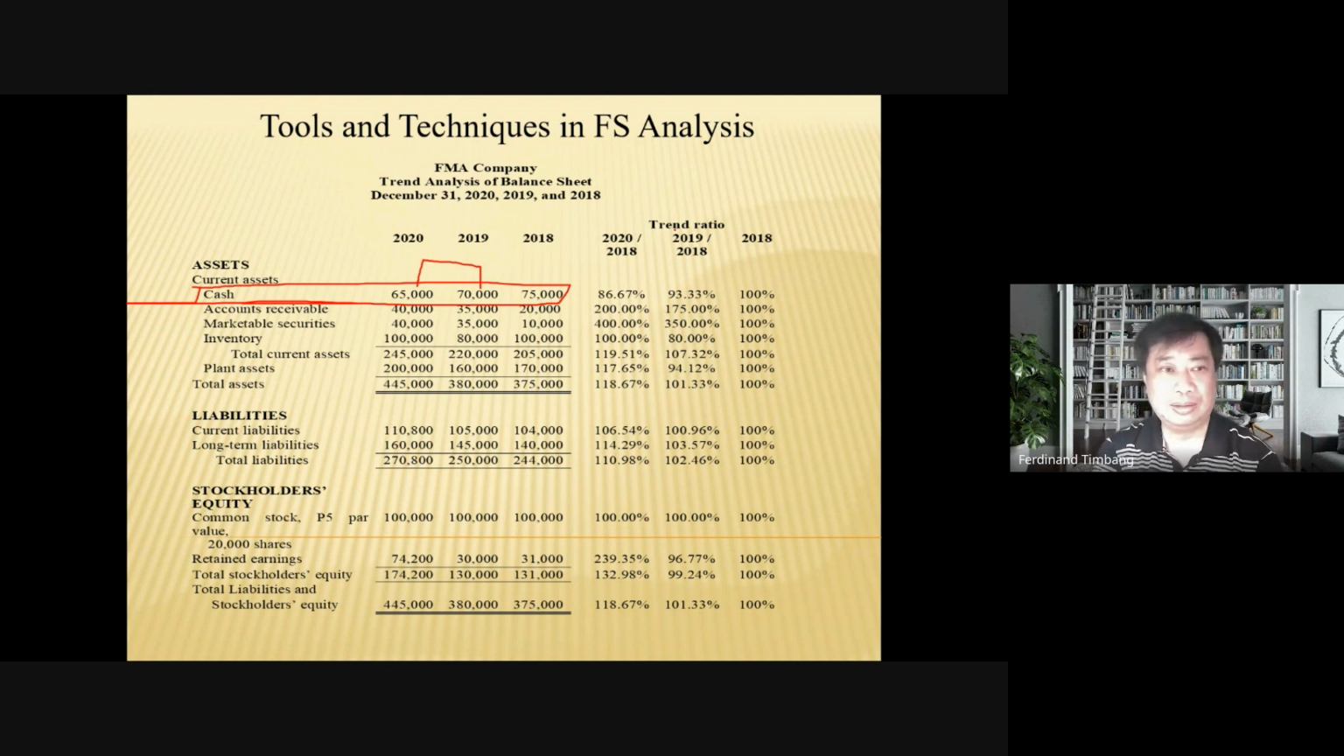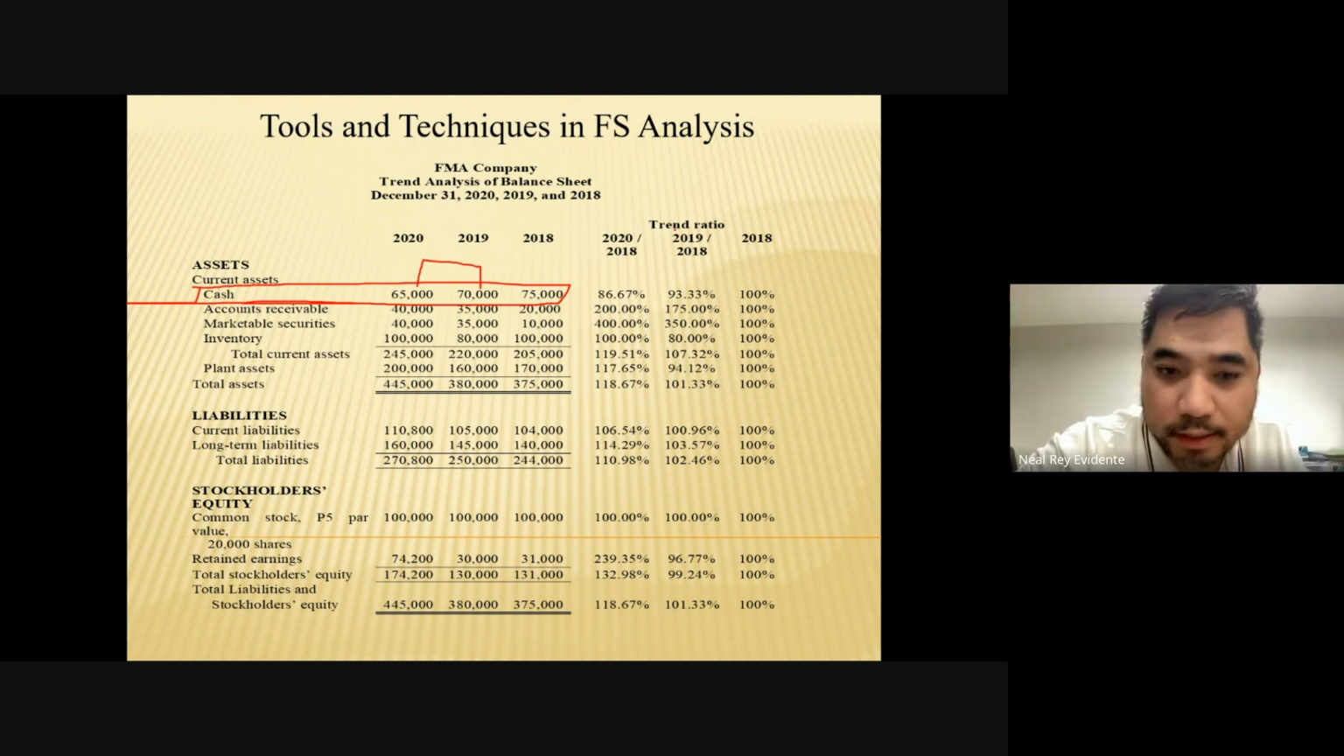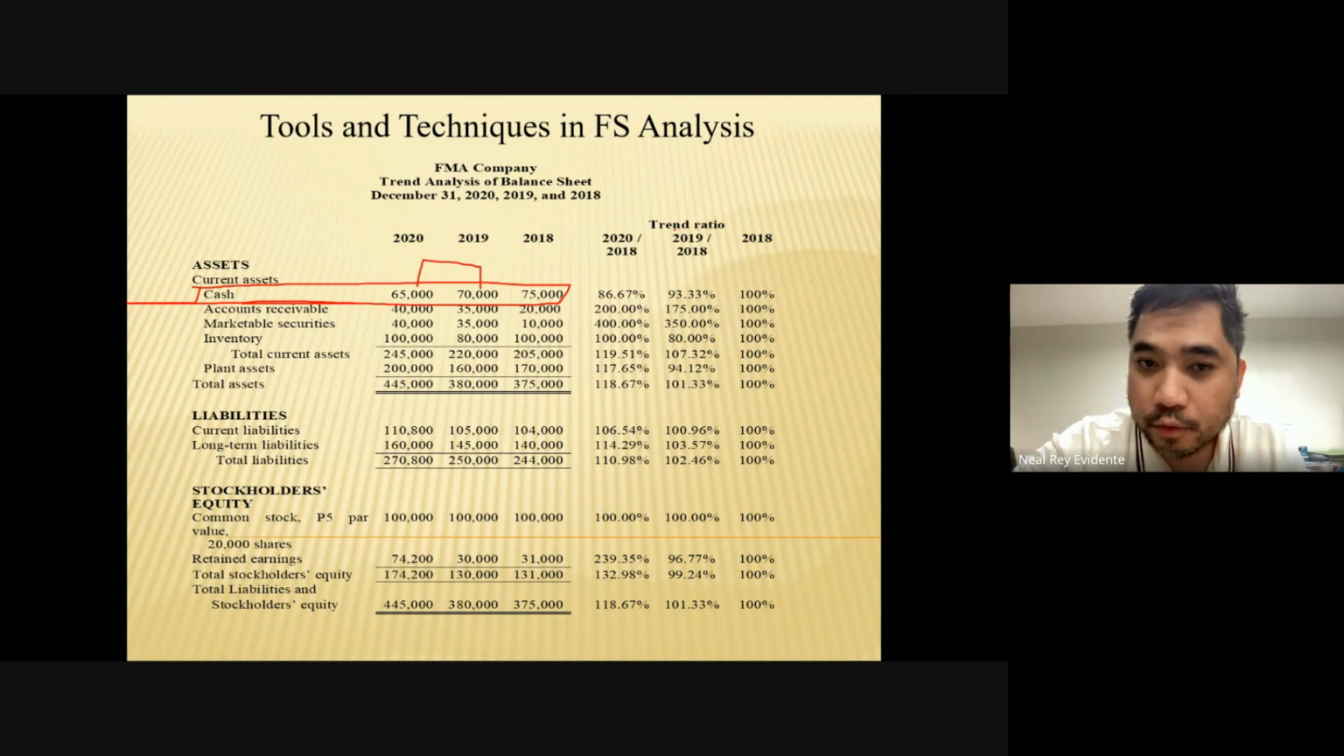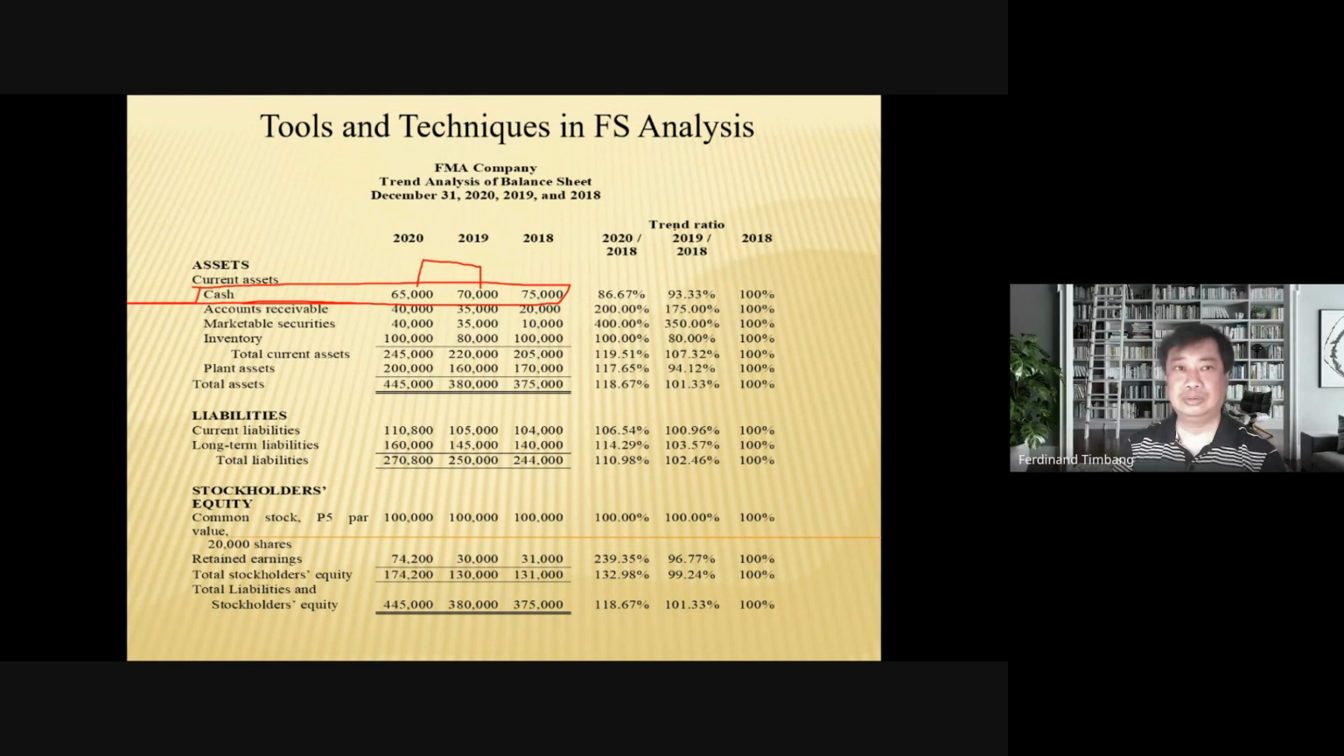Okay, Sir O'Neil. Hi sir, good morning sir. Yes. Sir, question, kailan mas okay gamitin tong ganitong analysis, sir, kaysa dun sa una? Alin yung una? Ay, sir, ito. Kung gusto mo makita yung trend, comparing 3 years movement. Trend ng ano natin dito, bakit bumababa o tumataas?